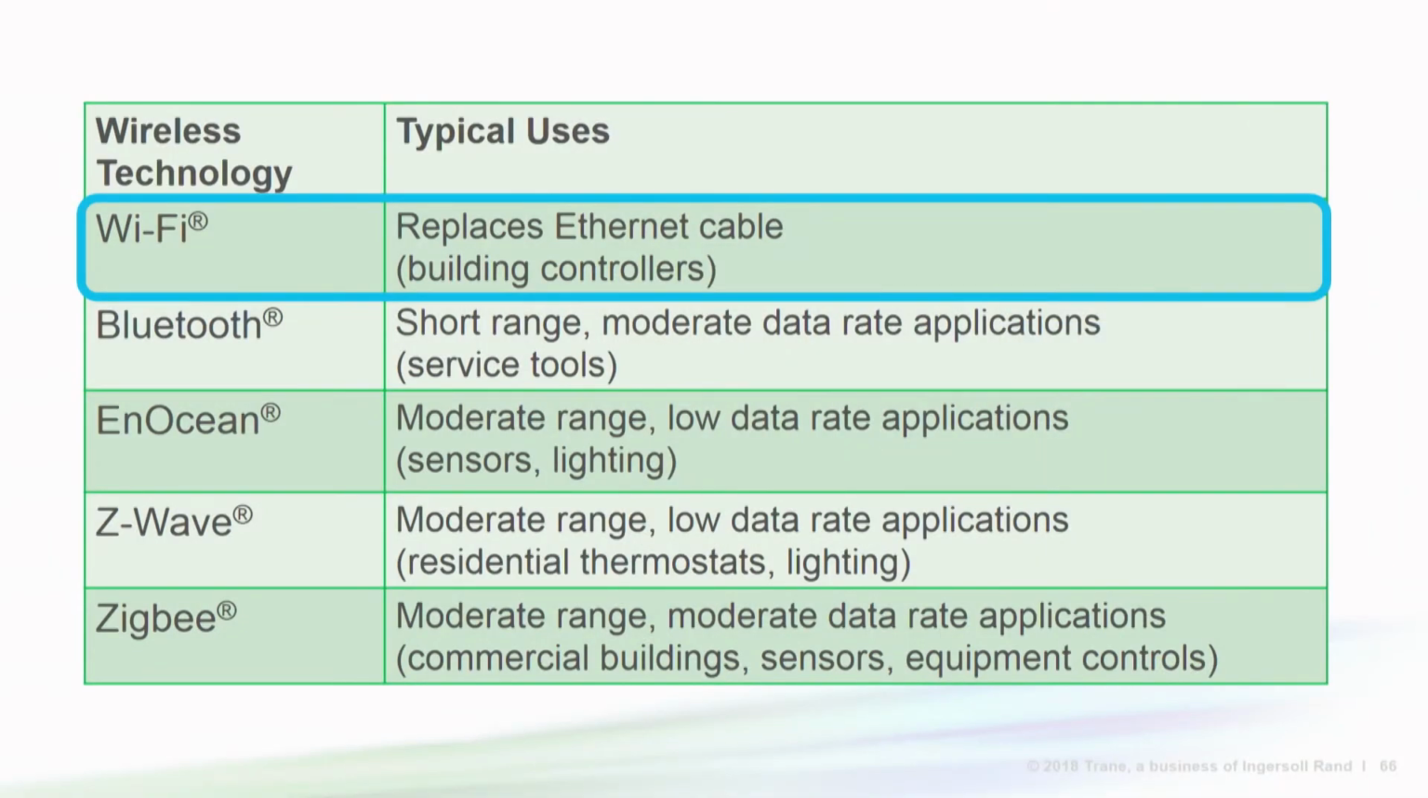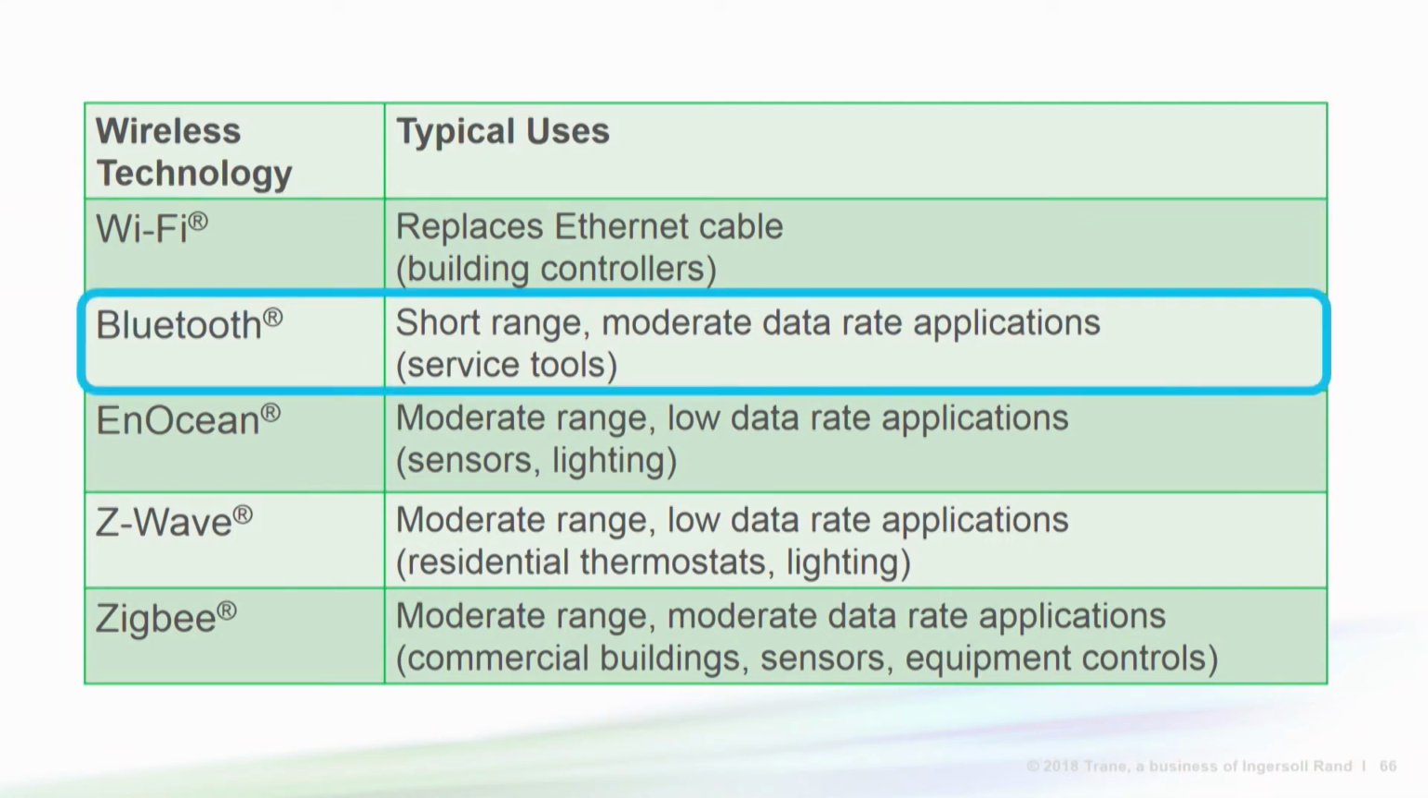So I heard there are important differences between wireless technologies. Some are better suited for different applications in the world of HVAC control. That's right. For example, Wi-Fi is an ideal replacement for Ethernet cable due to its high data rate. But its higher power consumption makes it less ideal for battery-powered devices.